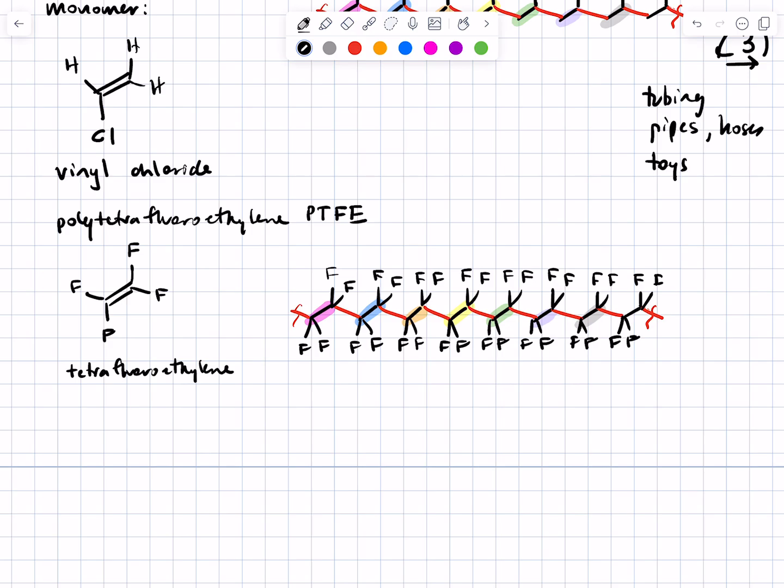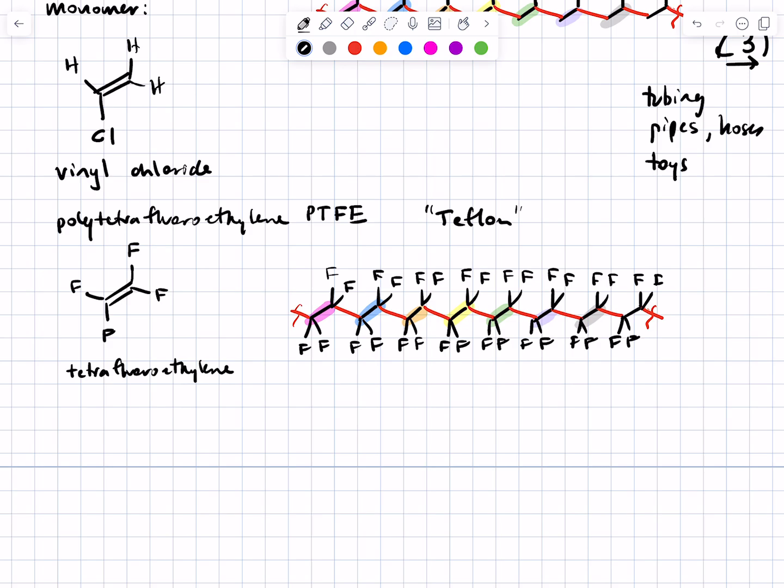So fluorine's not that great interacting with water. Fluorine's also not that great at interacting with organic molecules. So somebody said this would be the perfect polymer coating for a surface that you don't want water to infiltrate, but you also don't want grease or oil to infiltrate. And thus was born Teflon.